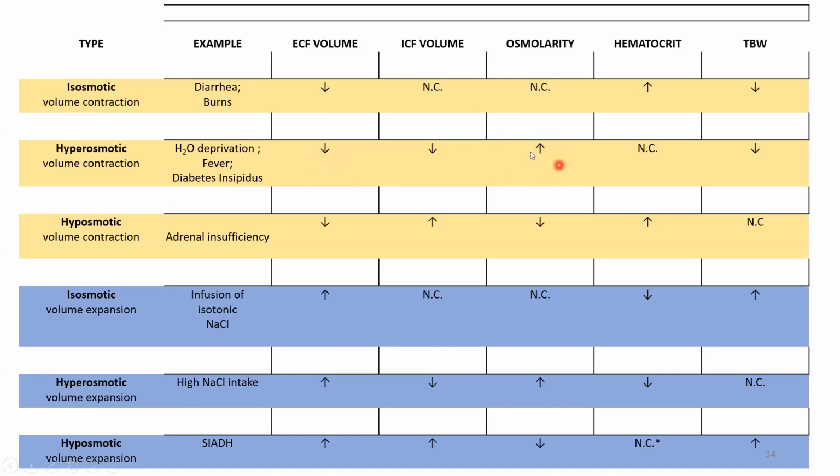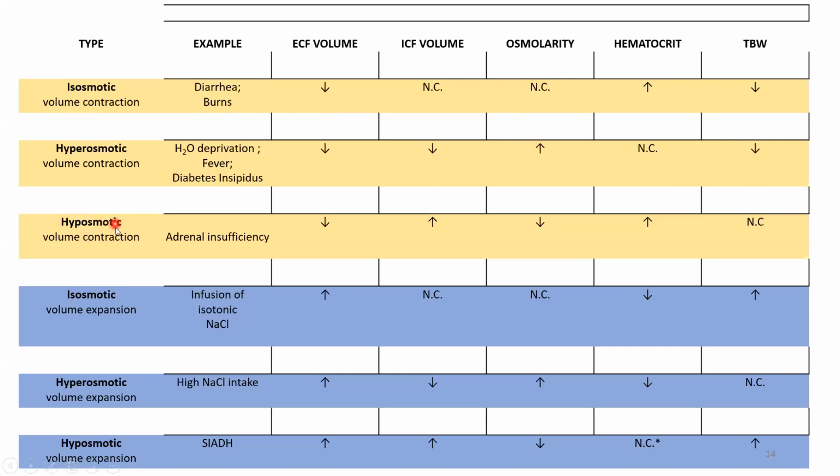So as soon as the osmolarity increases in the ECF, you know what happens to ICF. ICF water will start coming out. So ICF volume, in this case, will go down. And when you comment on the total body water, naturally, it has gone down in both the volumes.